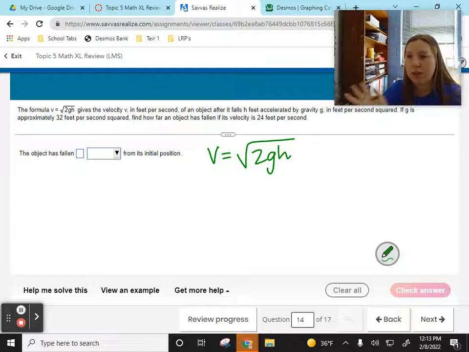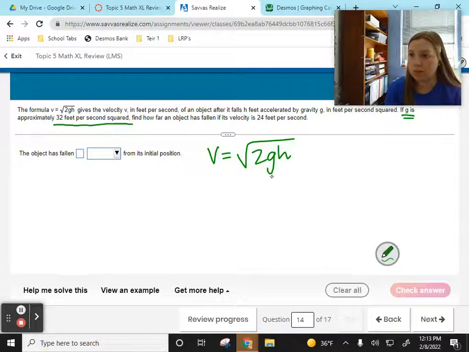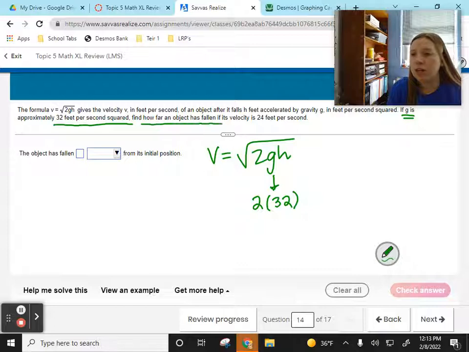So this equation models the velocity in feet per second of an object that is falling from a height h and it's being accelerated by gravity. So it's like a dropped object. We know g is 32 feet per second squared. So I'm going to plug that into my equation. I know g is 32. And it's going to ask me how far will an object fall if it has a velocity of 24 feet per second. So we're solving for h if we're given our velocity is 24.